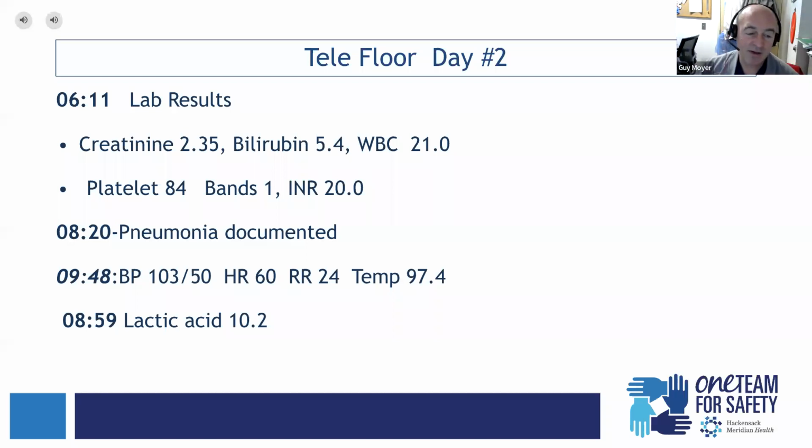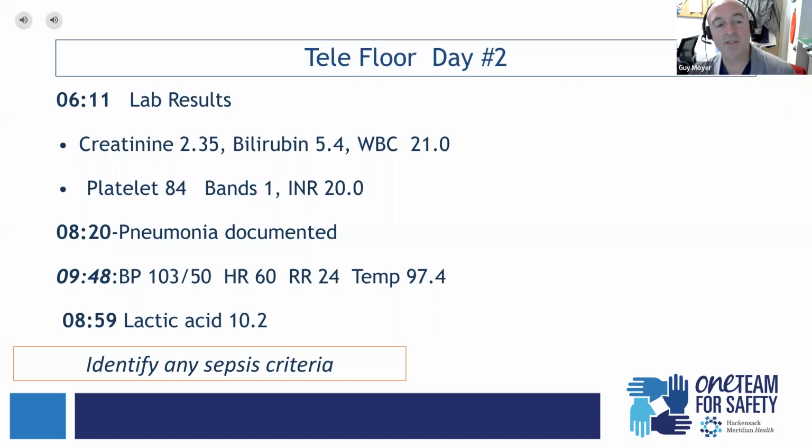The blood pressure and vital signs were taken at 9:48 a.m. on day 2. The blood pressure is now 103/50. The heart rate is 60. The respiratory rate is 24. Temperature of 97.4. And a lactic acid was drawn, and it is now 10.2.